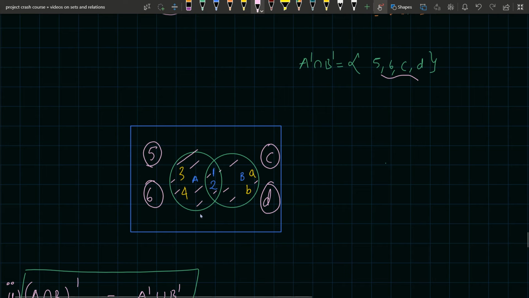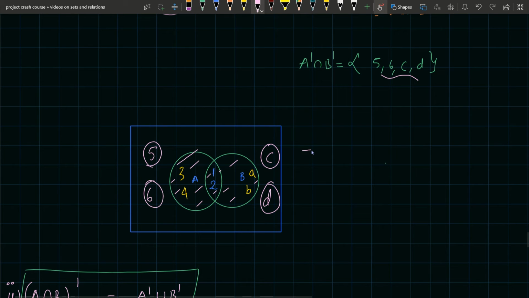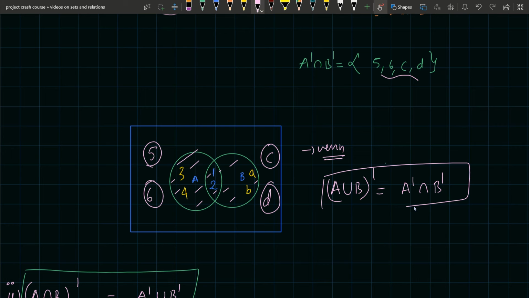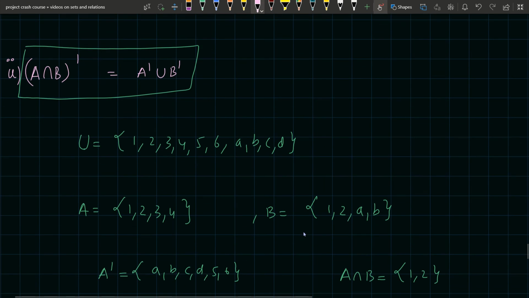So he's asking for every element which is not in A union B. That is 5, 6, C and D. So that is De Morgan's law using a Venn diagram. Okay, a Venn diagram, it is so easy to understand. So basically he's trying to say (A union B) complement will be A complement intersection B complement. That's it. That is how we understand it through a Venn diagram. Let's move on to the next De Morgan's law.